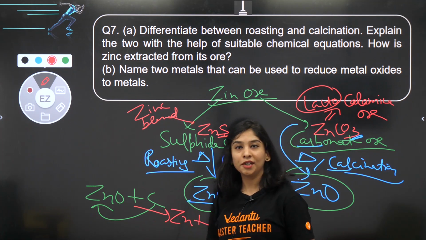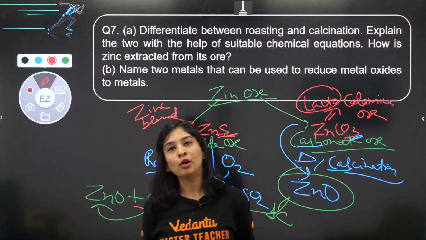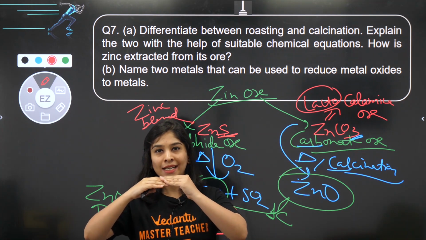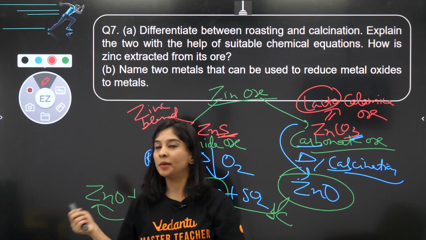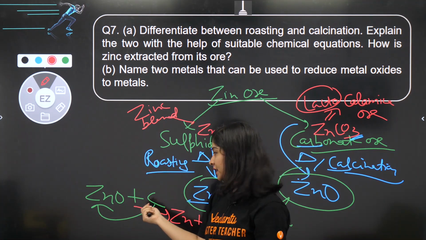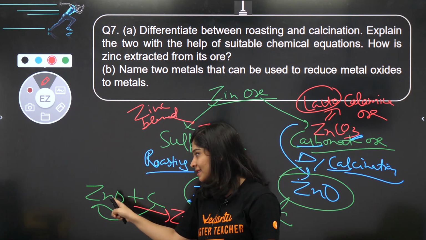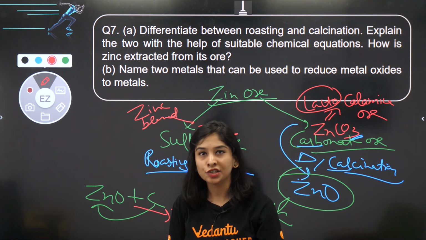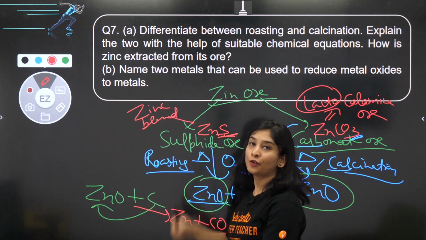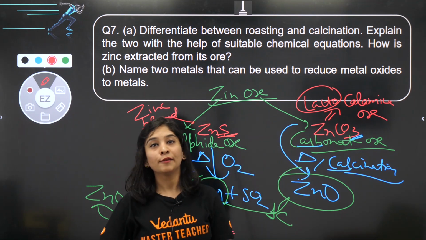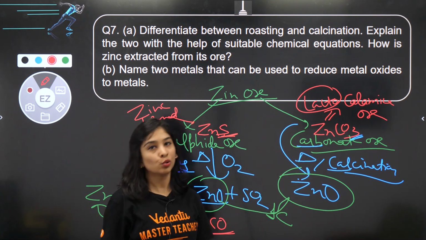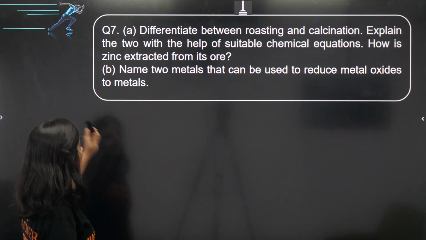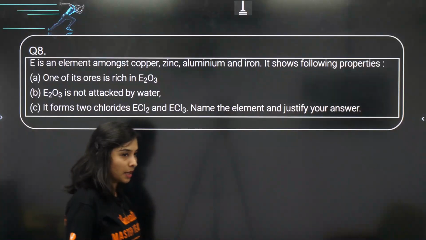Two metals that can be used to reduce metal oxide to metal. One I have already given you, carbon in the form of coke. Then you can use any metal or any element that is more reactive than the given metal. So you can use aluminium powder or calcium powder also, apart from carbon. But they are a little expensive, that's why we don't use them here, though we can use them. Okay? Understood? I hope it is clear.